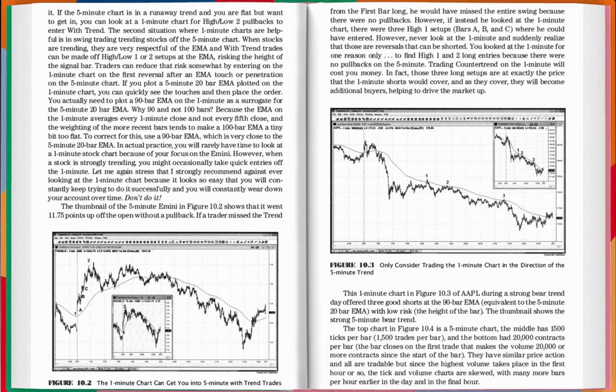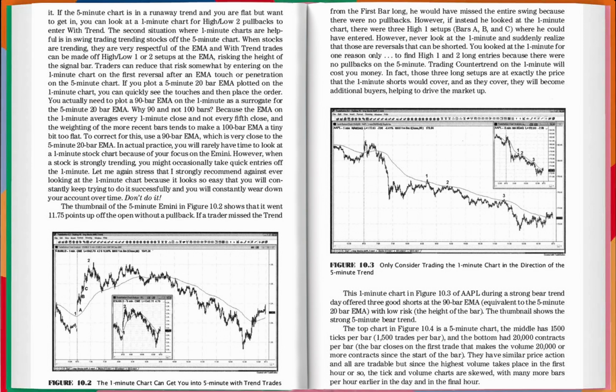The second situation where 1-minute charts are helpful is in swing trading trending stocks off the 5-minute chart. When stocks are trending, they are very respectful of the EMA, and with trend trades can be made off high/low 1 or 2 setups at the EMA, risking the height of the signal bar. Traders can reduce that risk somewhat by entering on the 1-minute chart on the first reversal after an EMA touch or penetration on the 5-minute chart.